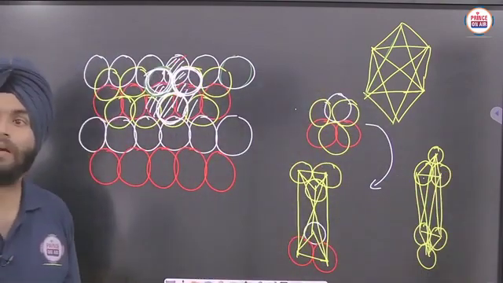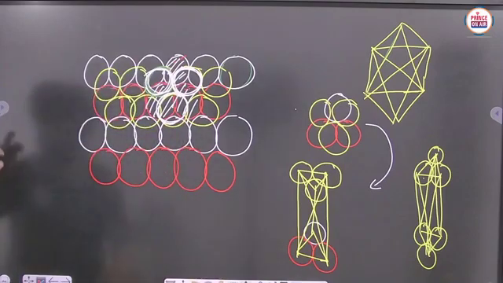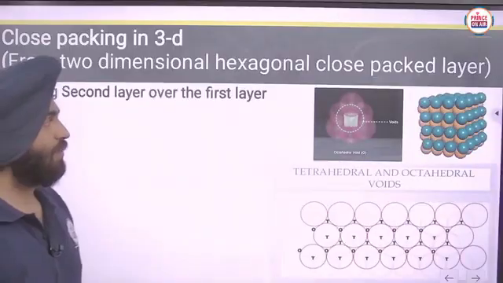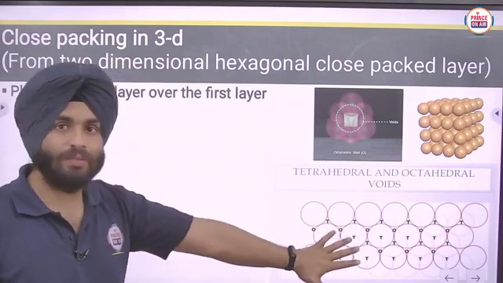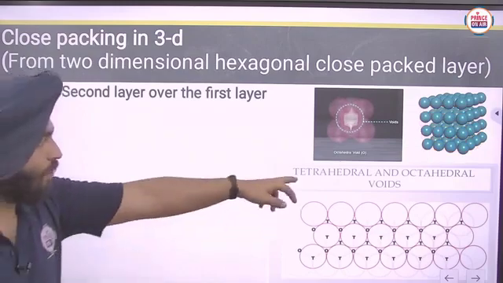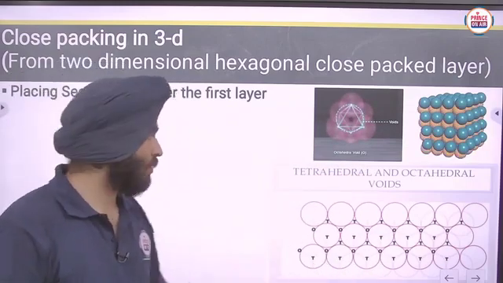Okay, it will make an octahedral shape like in this way. Now we can move to the next one. See here, the same things are happening that I explained well. Tetrahedral and octahedral voids are there. Okay, how can we see that properly?